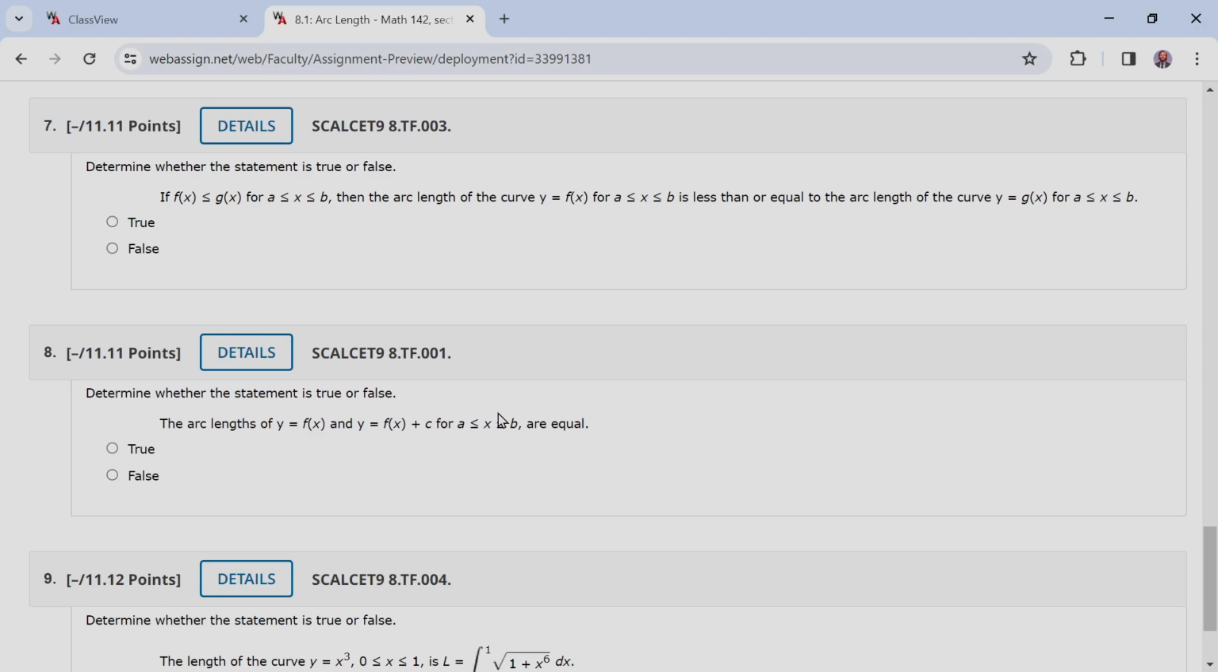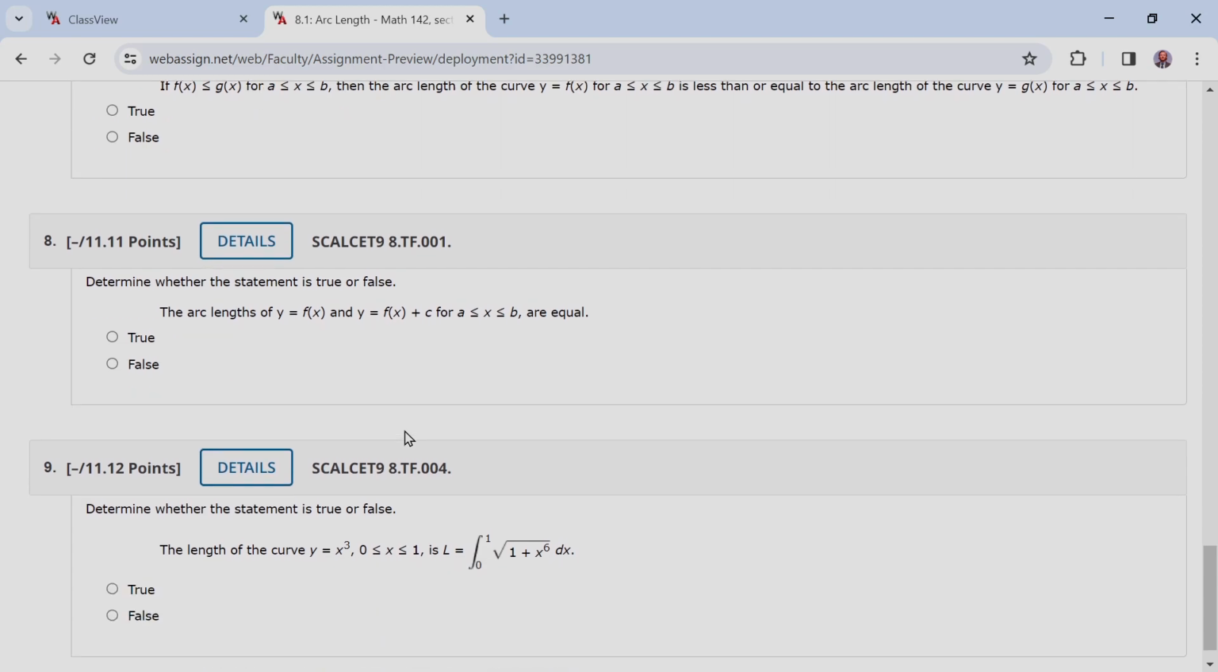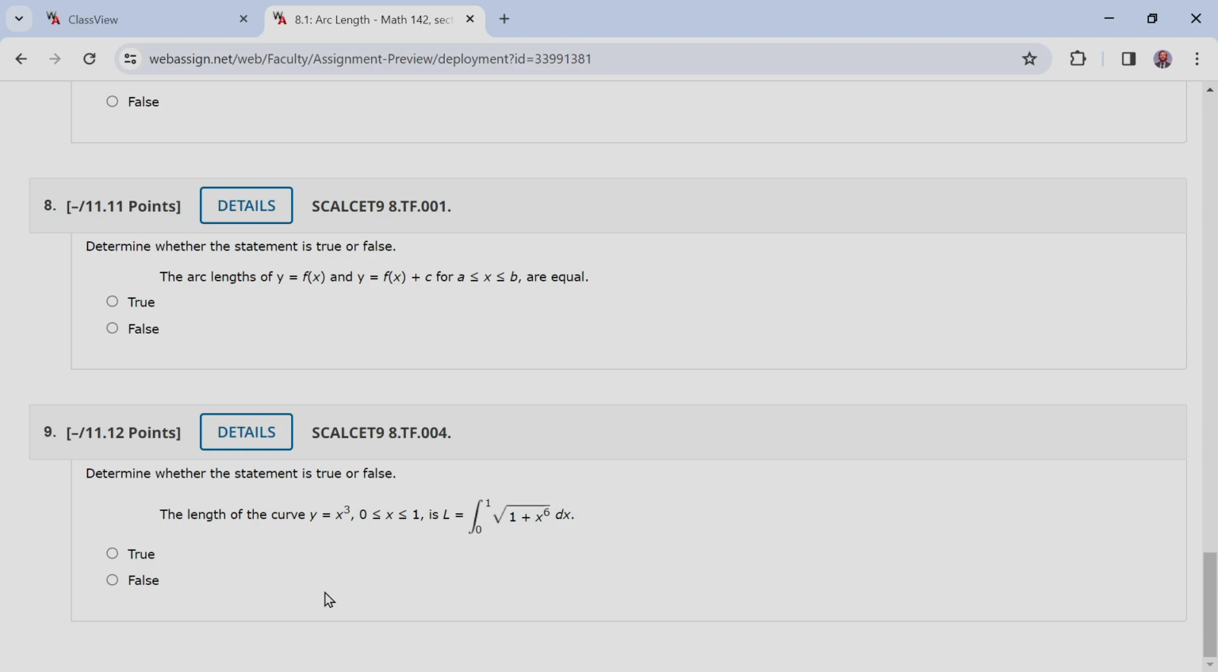Well, the arc lengths of this and this are equal, yeah, sure, of course, because if all you do is shift the function up, it still takes just as much pen ink to draw the two functions. It's just one is drawn higher, right? I mean, this is just a vertical shift. That's not going to change the length of the arc. It's just going to shift your picture. That's actually a pretty nice question.